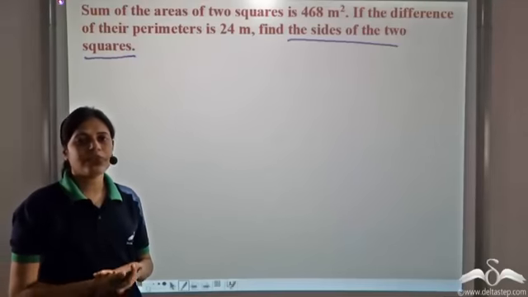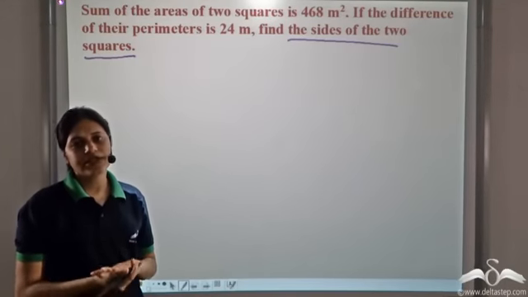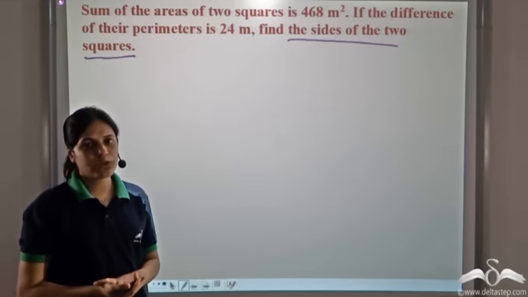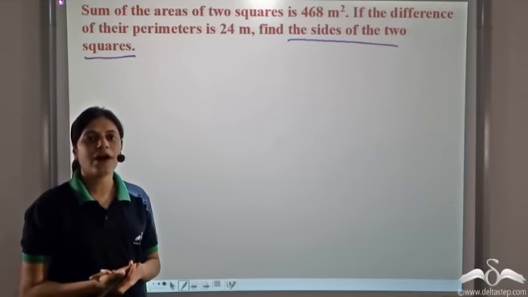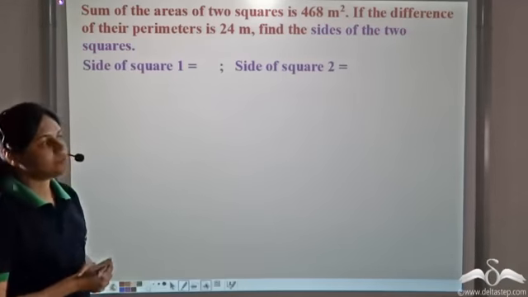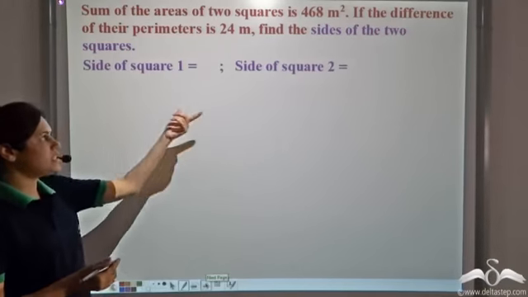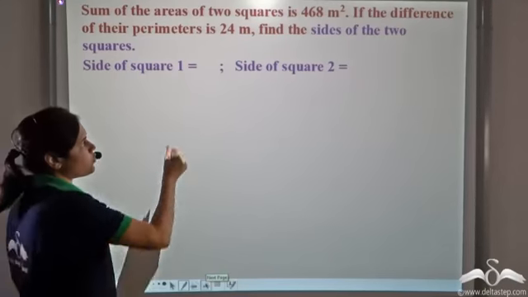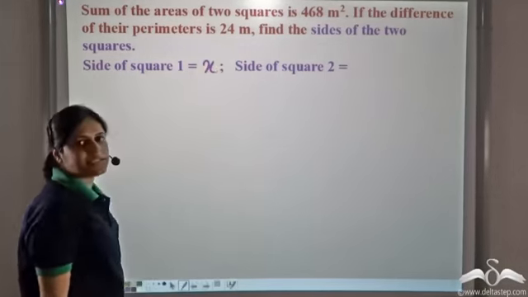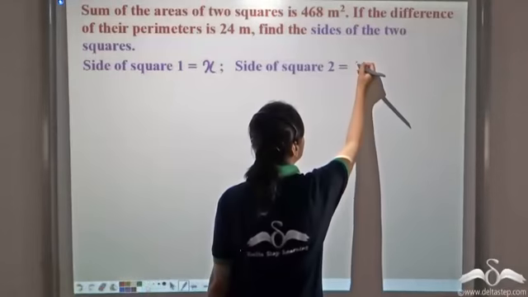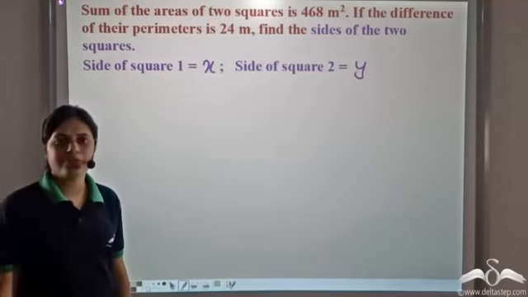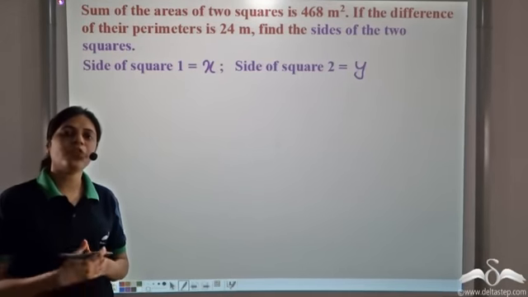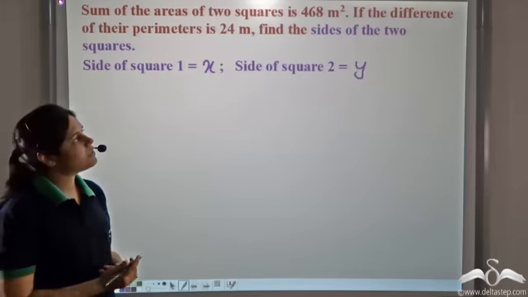So let us call one square as square 1, the other square as square 2. So the sides of the two squares, square 1 and square 2, are the unknowns. So let us denote these by variables. Let us assume that the side of square 1 is a variable x and the side of square 2 is another variable y.